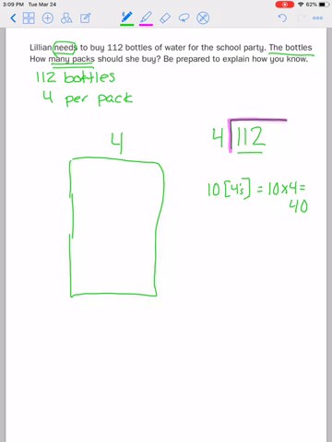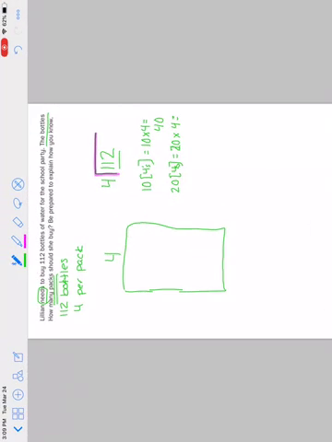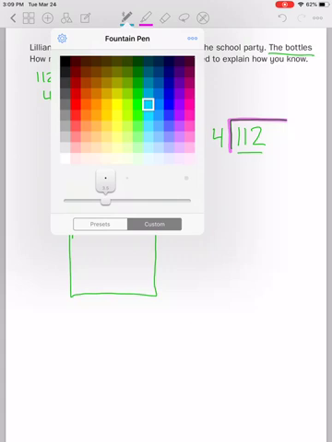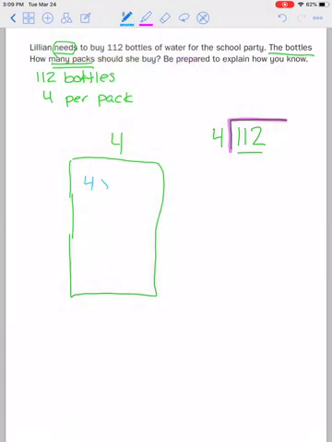Let's see if we can get even a bigger number. What if there's 20 groups of 4, 20 4s? That would be 20 times 4, and that equals 80. So let's start off with 80 because that's at least closer to 112. So I'm going to start off with 4 times 20, which equals 80. So I'm going to put 20 out here because that's how many groups I made. And I'm going to subtract 80 from our total.